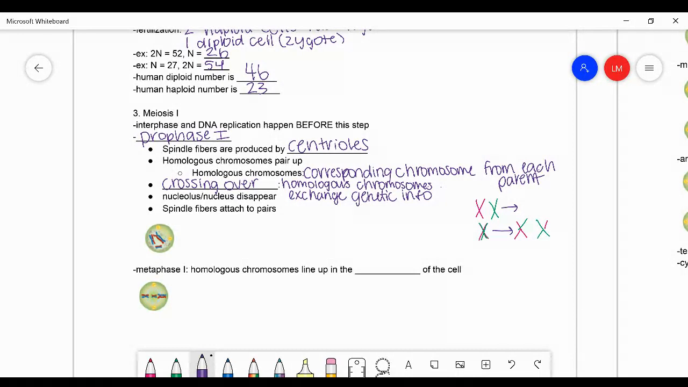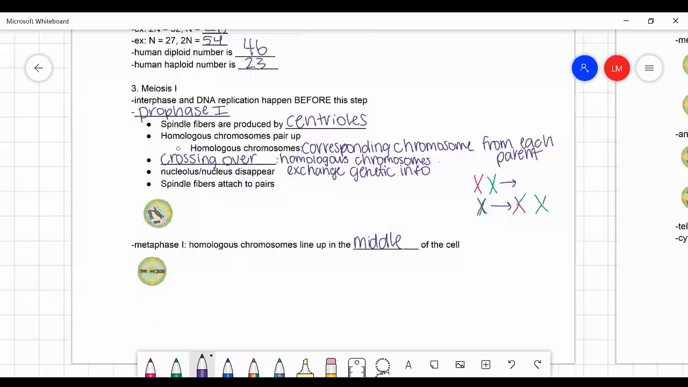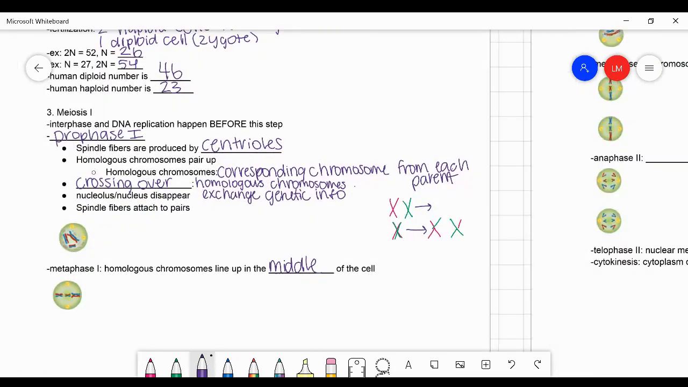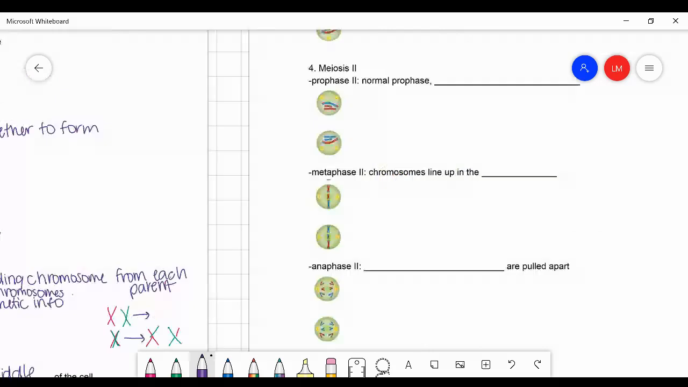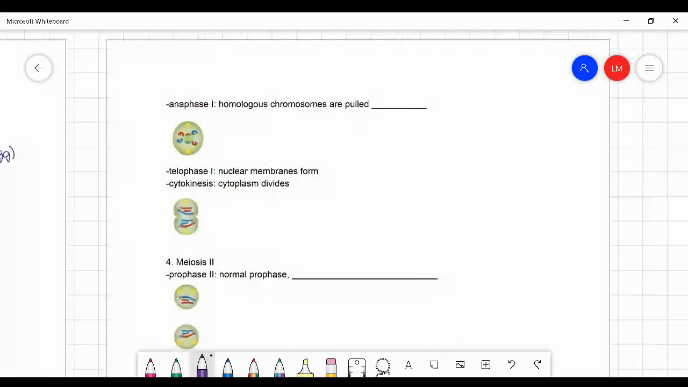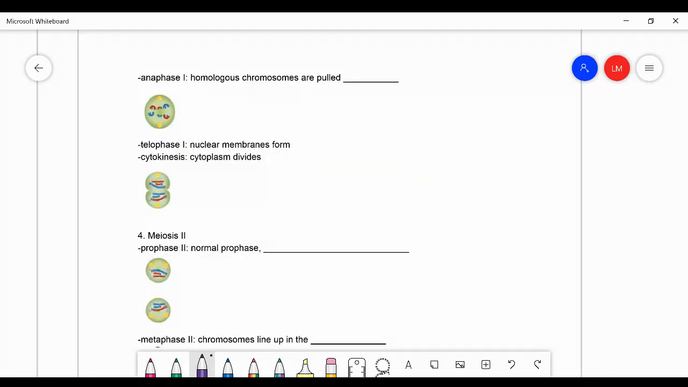After prophase 1 is metaphase 1. And during metaphase 1, homologous chromosomes line up in the middle of the cell. So in mitosis, they line up single file, but in meiosis, they line up with their buddy, with their homologous pair. And then after metaphase 1, we have, you guessed it, anaphase 1.